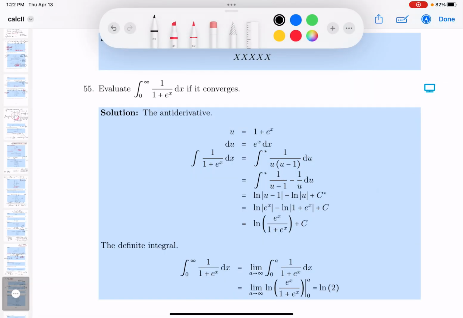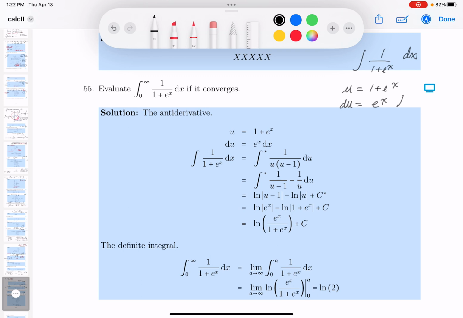Okay, we're on problem number 55 now, and I see it's an improper integral, and the upper limit is going to infinity. So the first thing I'll do is just to get the antiderivative. My recommendation is to do a u substitution, see if it works out. I'm going to say u equals 1 plus e to the x, and then du would equal, let's see, e to the x dx.